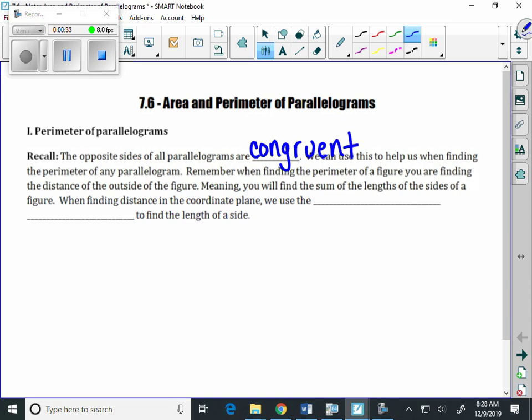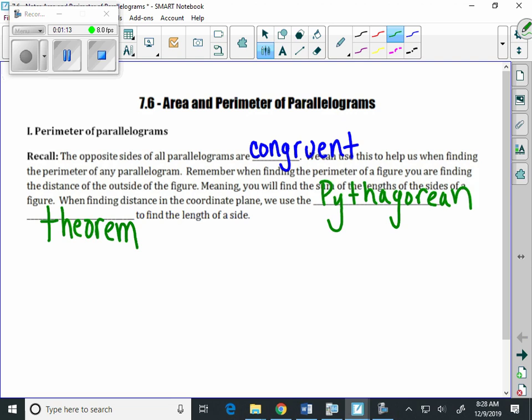Because when we're finding the perimeter of a parallelogram, or any figure, we're finding the distance around it, the distance outside of the figure, meaning that we will find the sum. We add them all together, the sum of the lengths of the sides of the figure. When we do this, we need to go back to how we're going to find the distance. And so we're going to use the Pythagorean theorem to find the length of a side. And once we find the lengths of the sides, we add them all up.